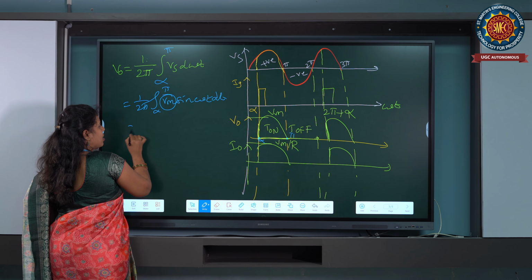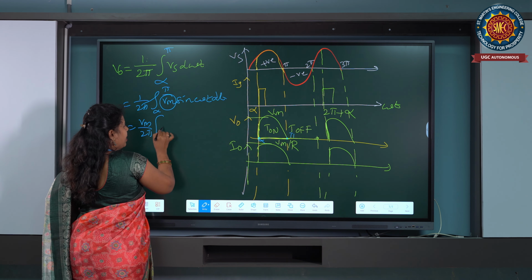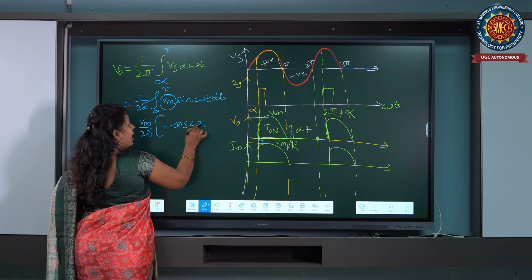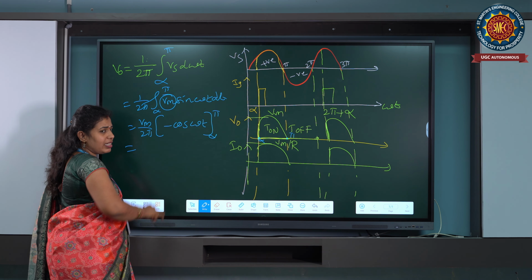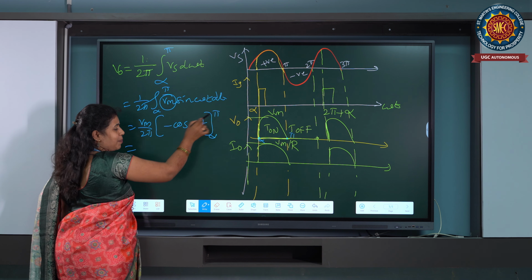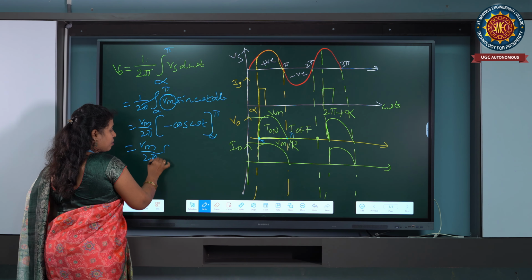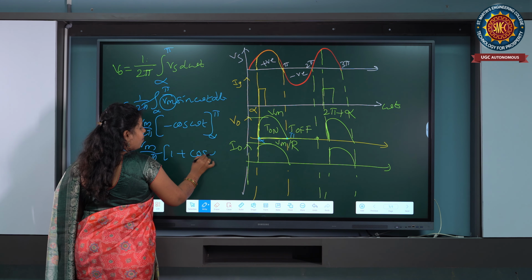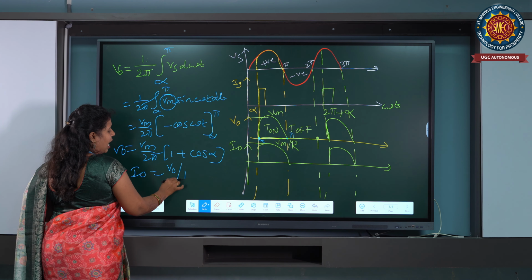Here Vm is a constant, so we have Vm by 2 pi. Integration of sin omega t is minus cos omega t. Here the limits are alpha to pi. By substituting the limits, we get minus cos pi, whose value is 1. Then we get the output voltage V naught equal to Vm by 2 pi times (1 plus cos alpha). Output current will be V naught by R.